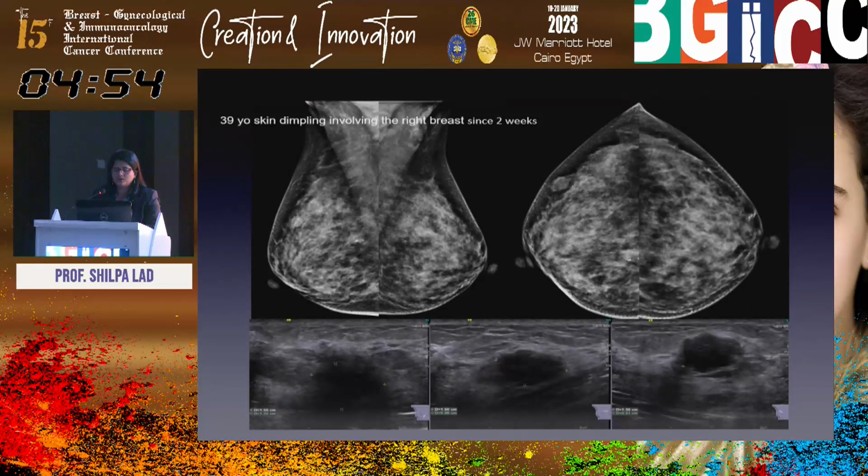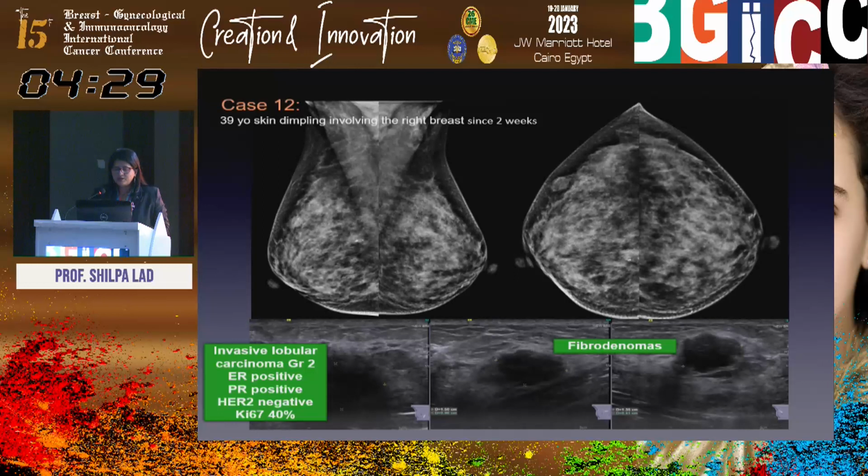Another 39-year-old. She complains of dimpling on the skin since a few days. When she stands up, she notices that there is a dimpling in the lower inner quadrant of the right breast. She has a very dense breast, okay? Very hard to see anything on this breast. But nonetheless, ultrasound correlation corresponds to an irregular hypoechoic mass in that location. A few other masses are also seen.